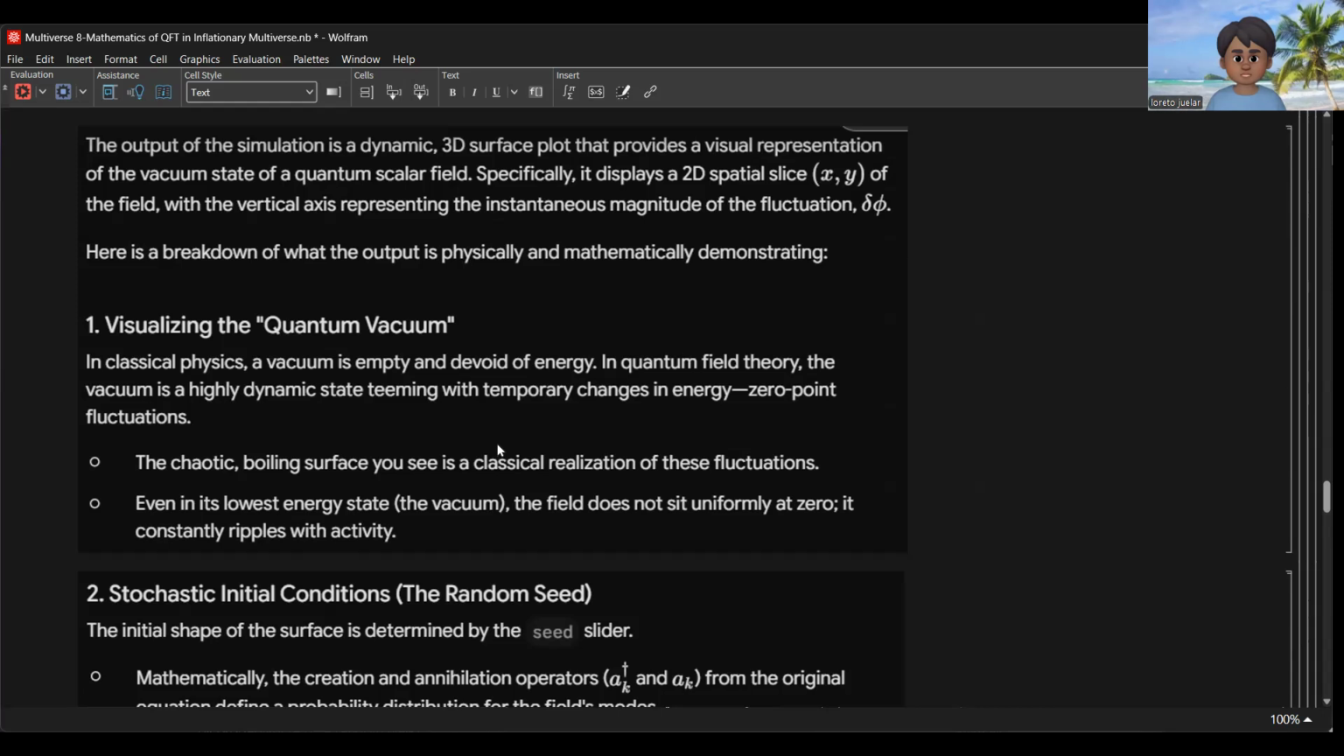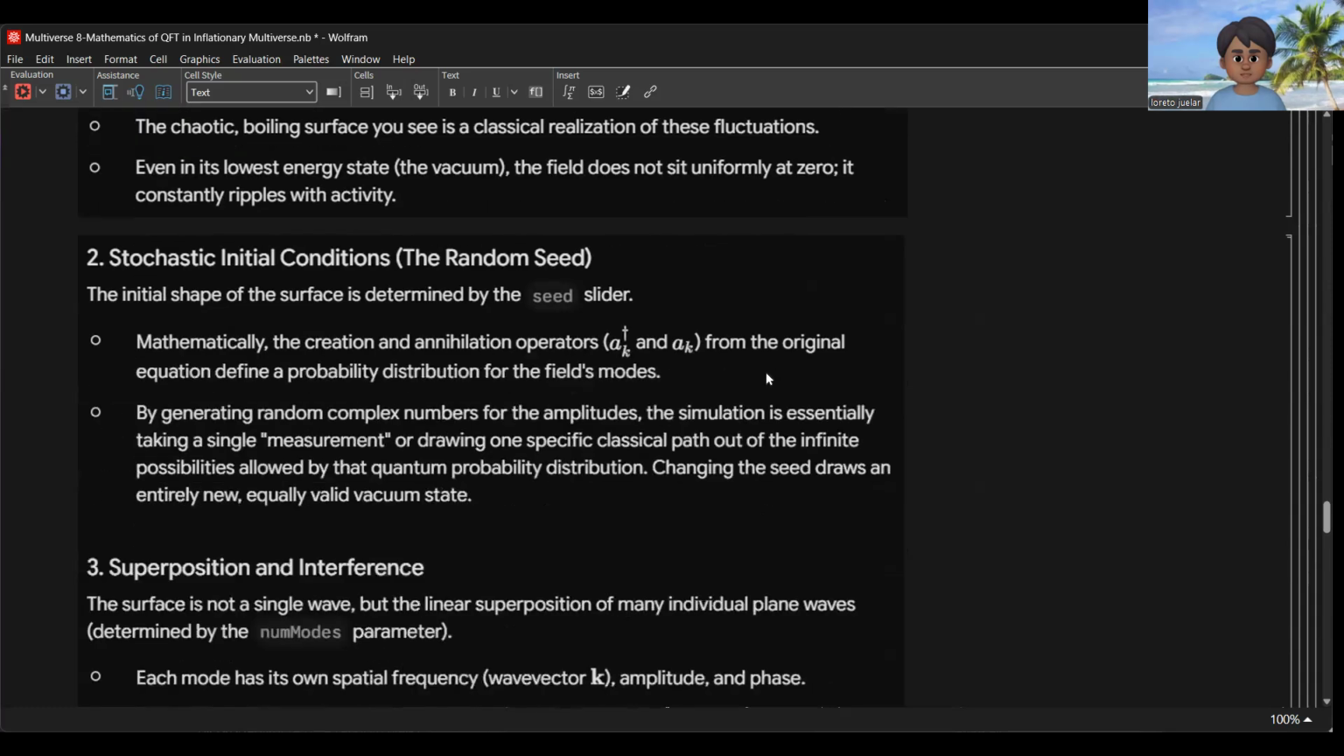Number one, visualizing the quantum vacuum. Unlike classical physics, where a vacuum is completely empty, the simulation shows a quantum vacuum. It represents the lowest possible energy state of a field, which is not flat but dynamically boiling due to zero point fluctuations, constant temporary changes in energy. The 3D plot visualizes these instantaneous ripples.